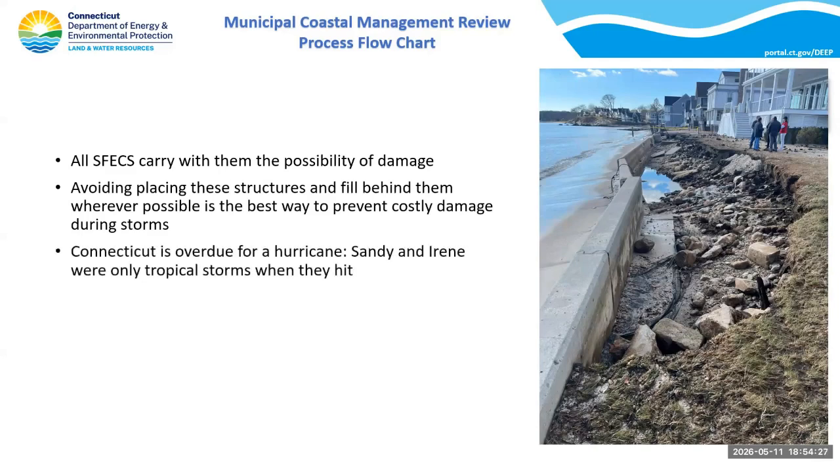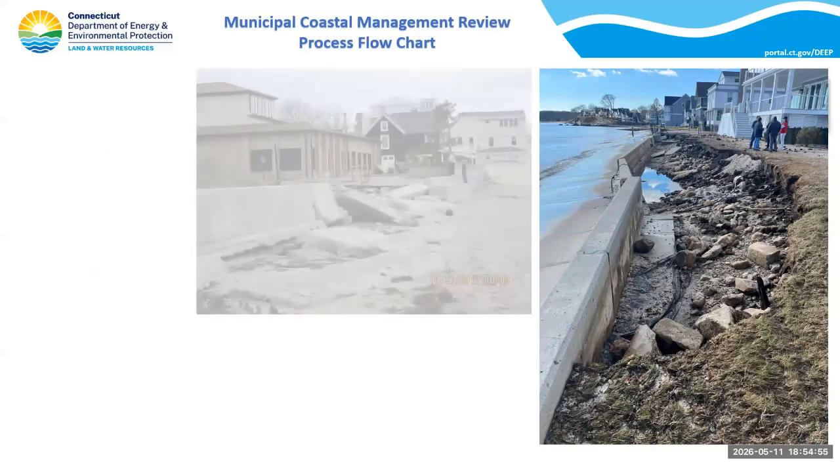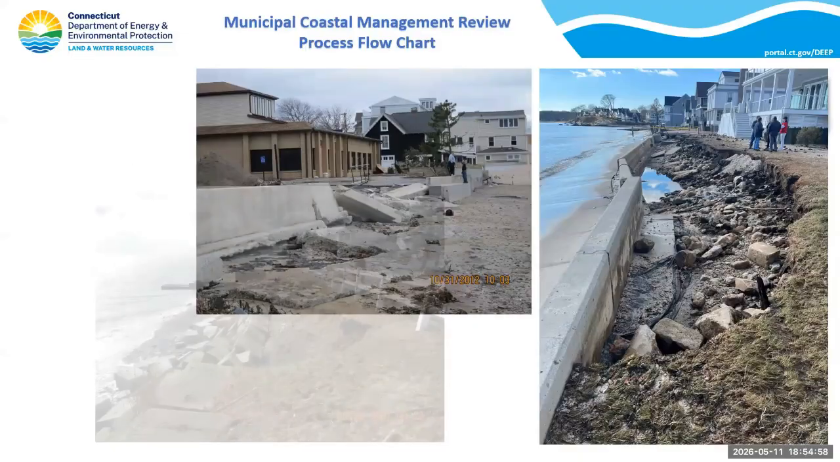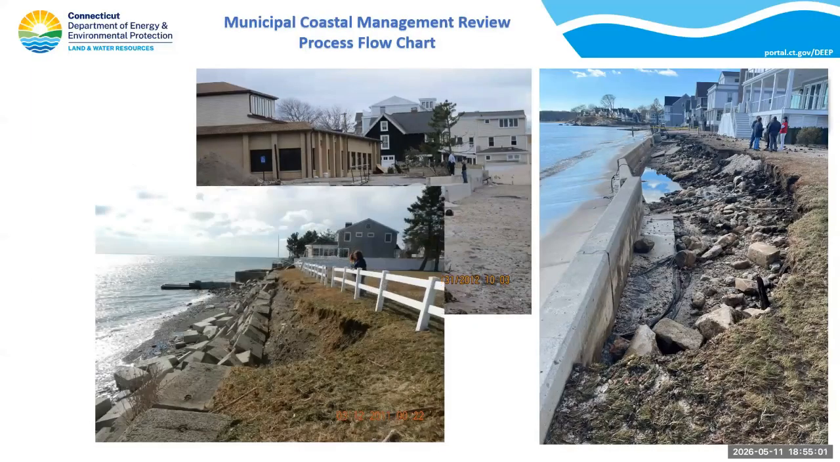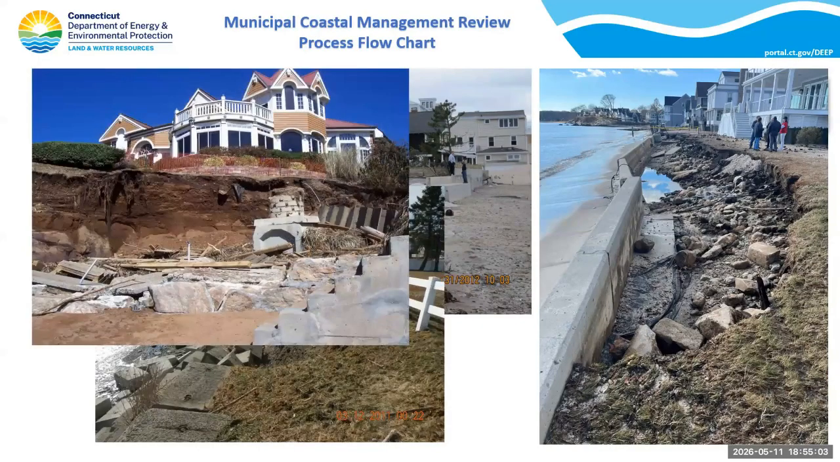As we said earlier, Connecticut is overdue for hurricanes. Sandy and Irene caused a lot of damage to a lot of our coastal towns and our hard structures, and those were only tropical storms when they hit. We haven't had a Category 3 hurricane come through since '38 and '55 were the last times we saw those. So with our increasingly armored shoreline, there is a lot of potential for damage if another storm like that was to hit today. And these are just a couple other pictures of some Sandy and Irene damage to revetments and seawalls along the coast. Obviously, this one, the wall was completely taken down.